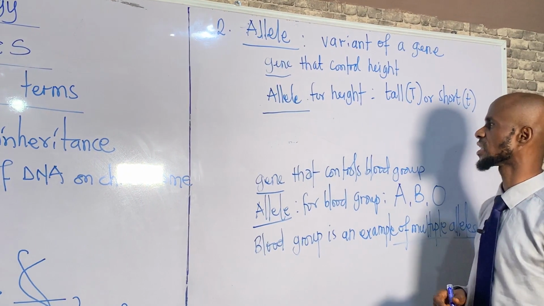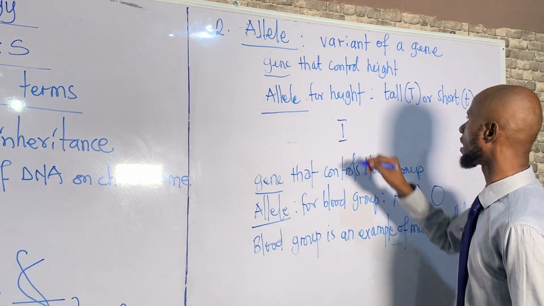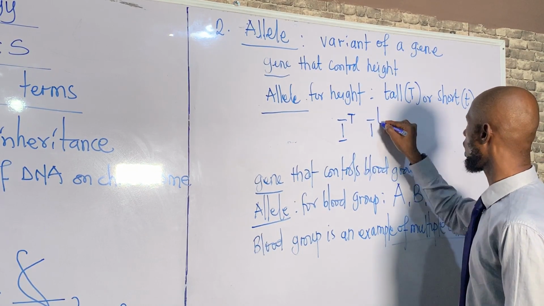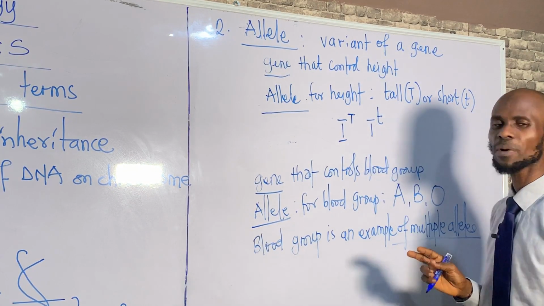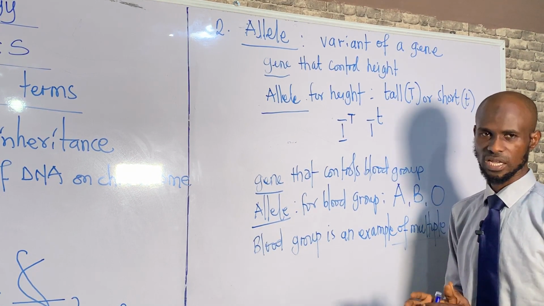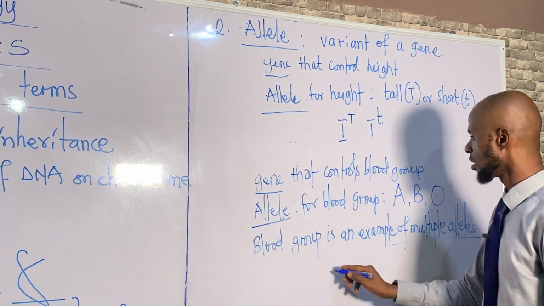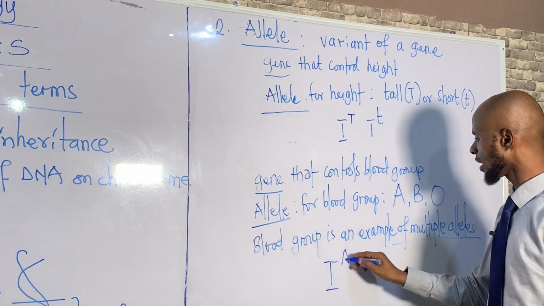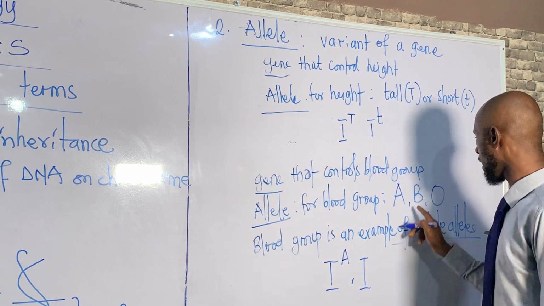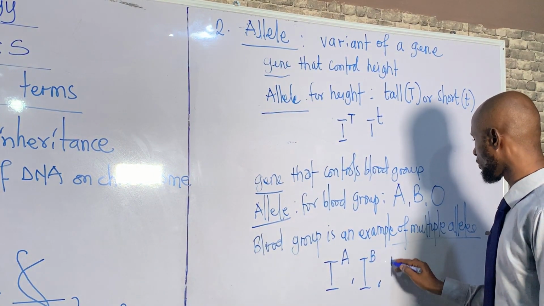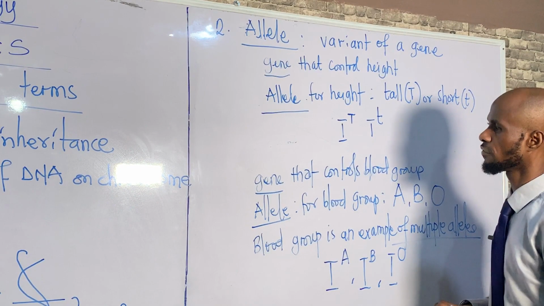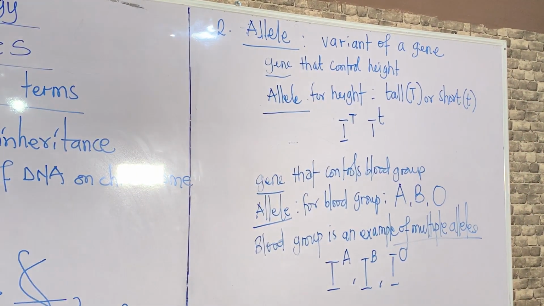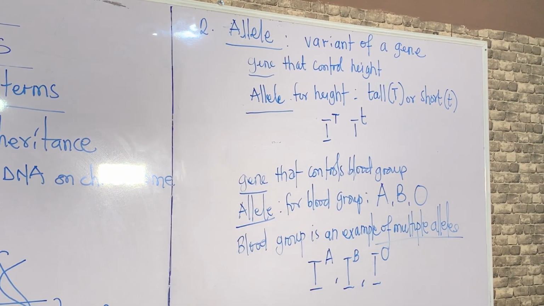So what do we use to represent an allele? We use an I. You can say I raised to power T and I raised to power small t. If you see this in your past question, you should be calm to answer the question. This is talking about the allele. So for blood group, we have the capital letter I, then I to the A, I to the B, and I to the O. Okay, let's continue with the important terms in genetics.